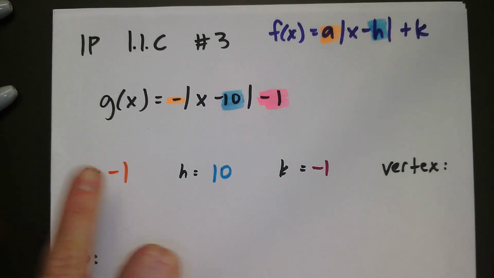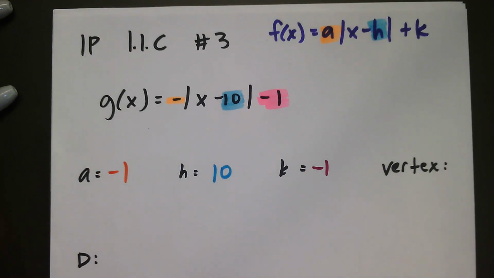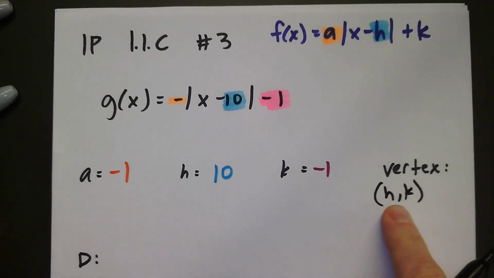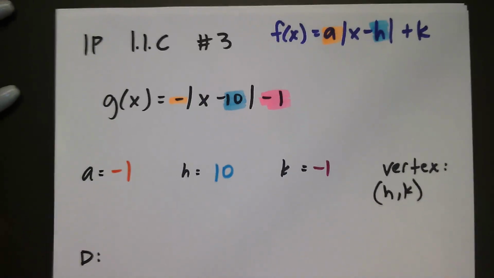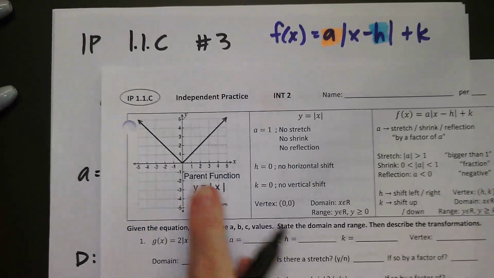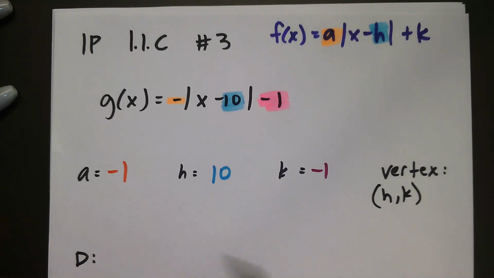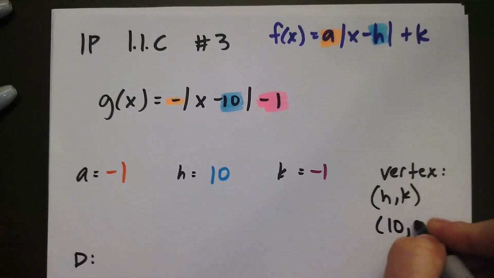My first step is to identify my a, h, and k. And then I'm going to interpret what those numbers mean, put them all together. The first thing is my vertex. Well, my vertex is always created by my h, k values. It's the horizontal and the vertical shift from my parent function, and the parent function always starts with the vertex at the origin. So my vertex here is going to be (10, -1).